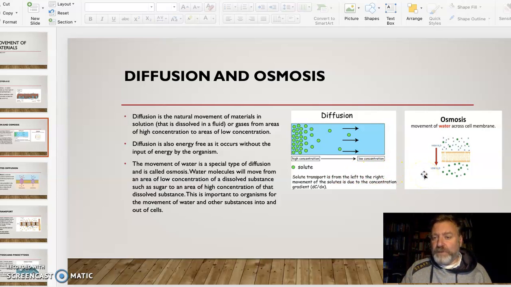Water moves by a process called osmosis, which is a form of diffusion. So in the case of osmosis, we have a high concentration of dissolved materials and a low concentration of dissolved materials. And water moves from the low concentration to the high concentration of dissolved material.